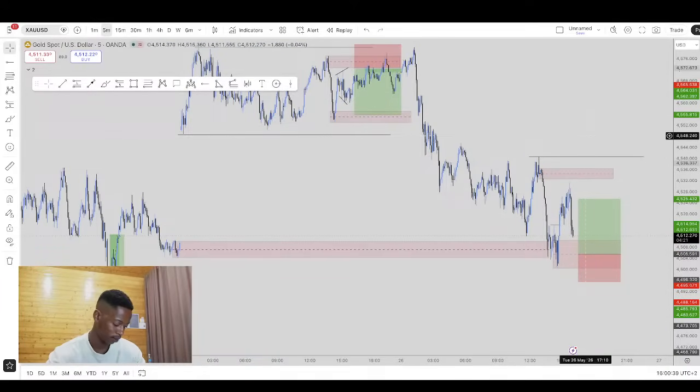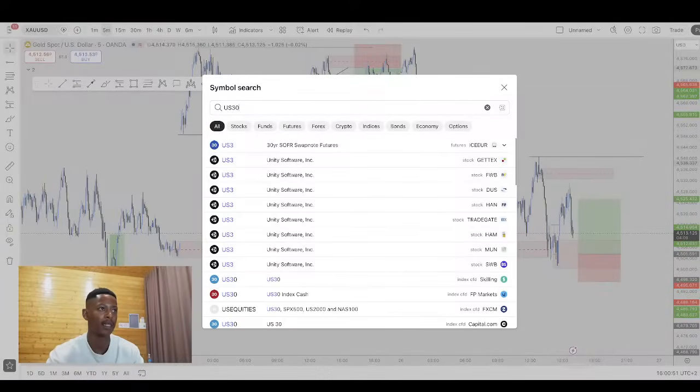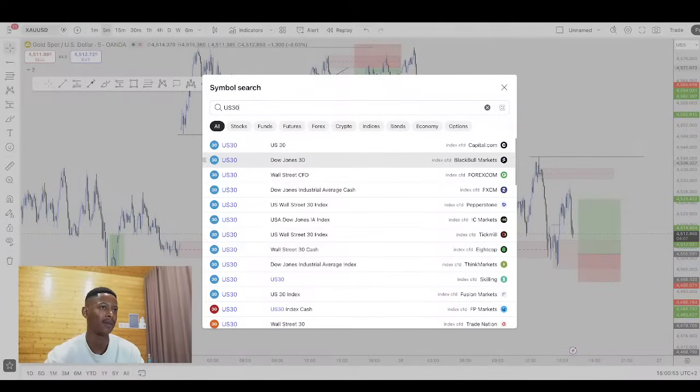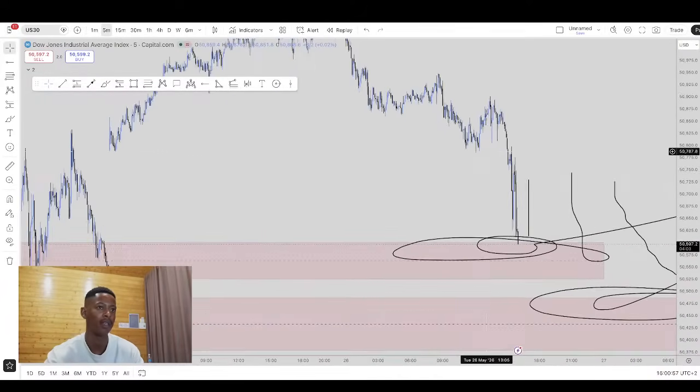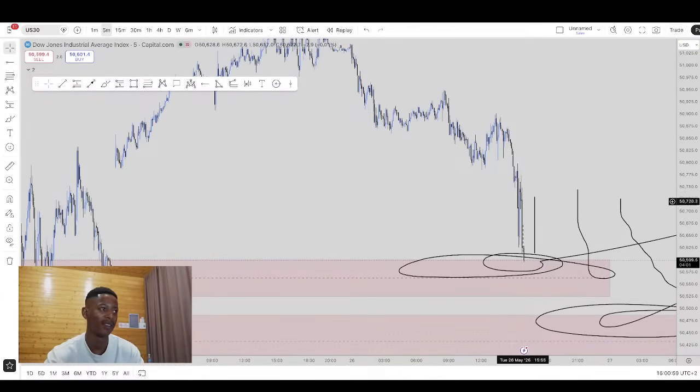So it's more like what I said with US 30, when one of my brothers asked me about US 30, and we saw that it went down but didn't really close that gap. So there's a chance that it might still go down to close that gap fully, just like gold. Oh, perfect, here. It actually went down to close it. Yeah, now we closed that gap.